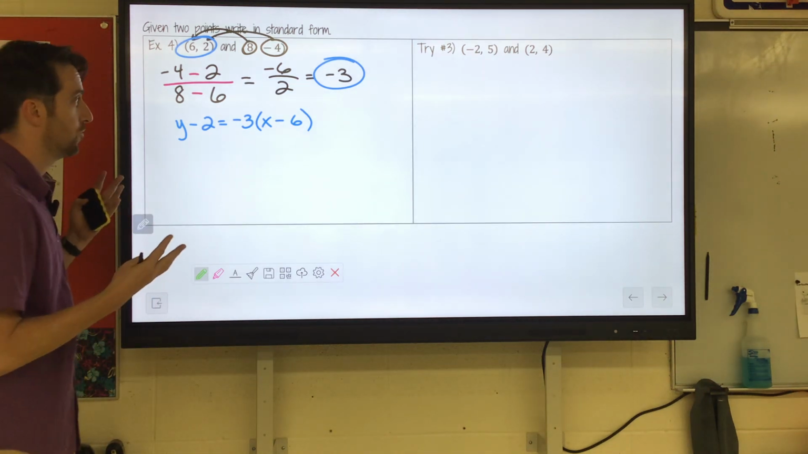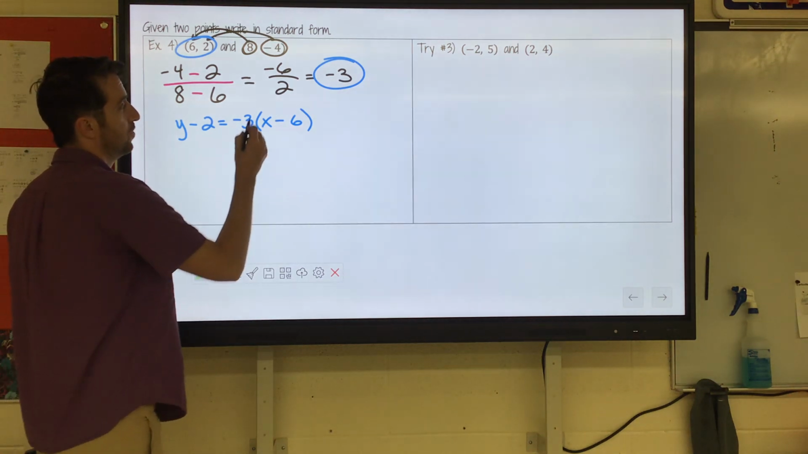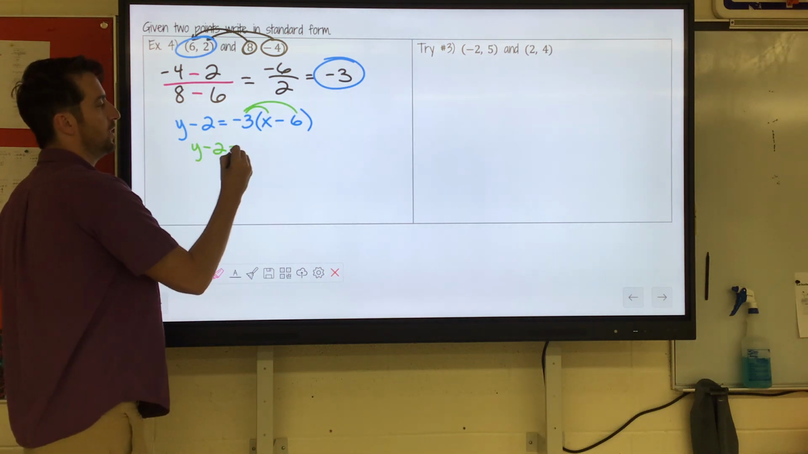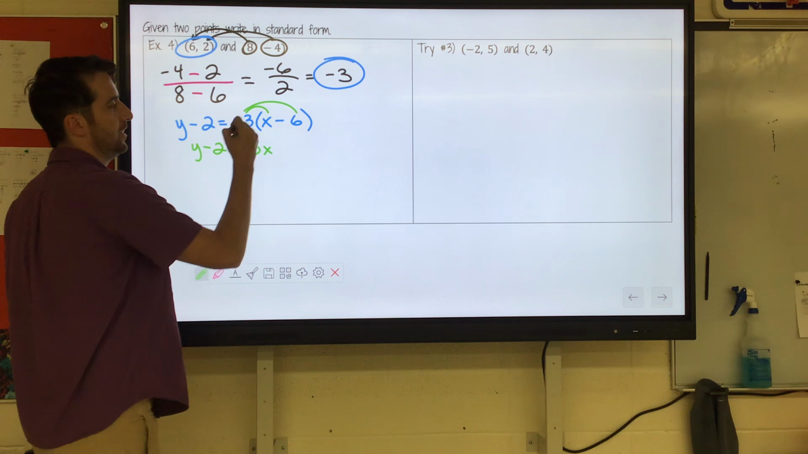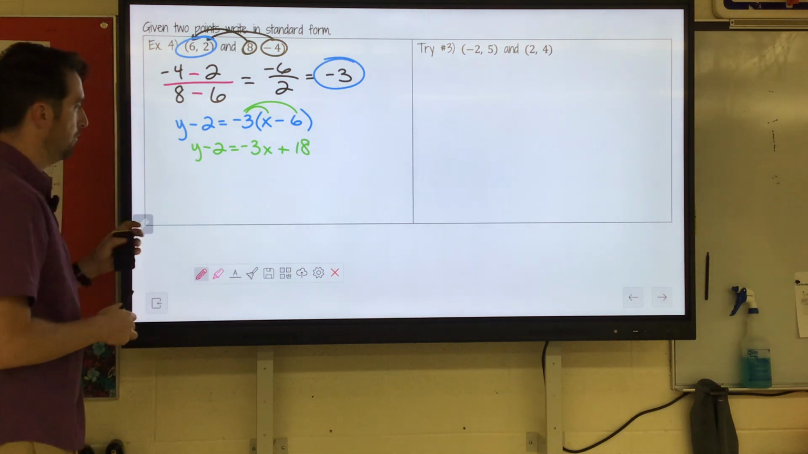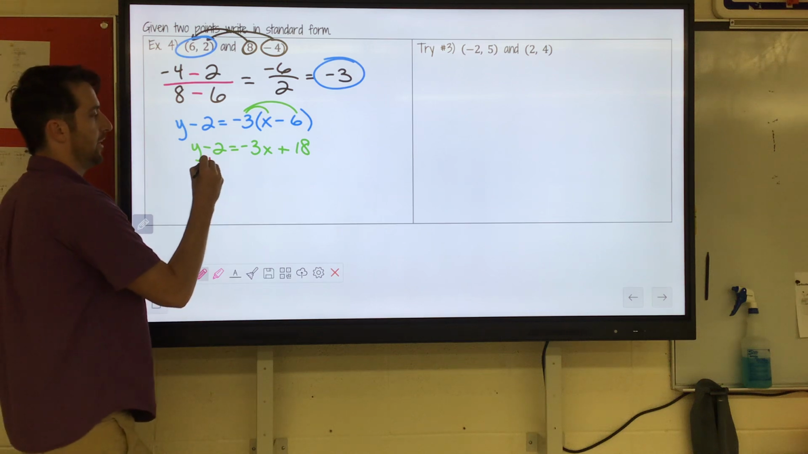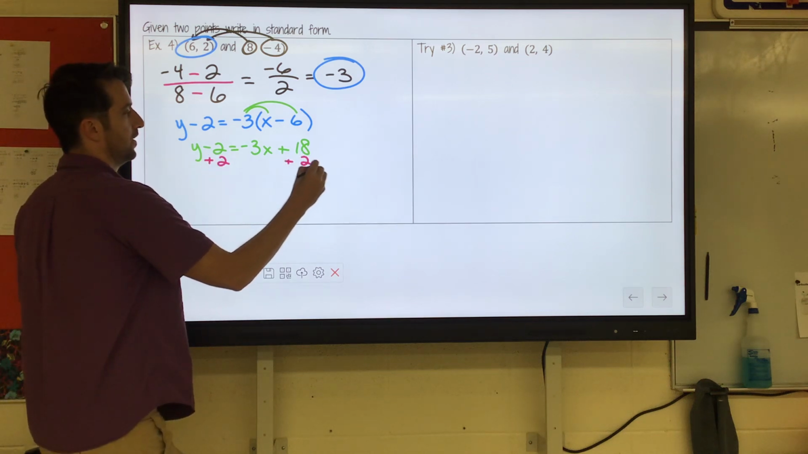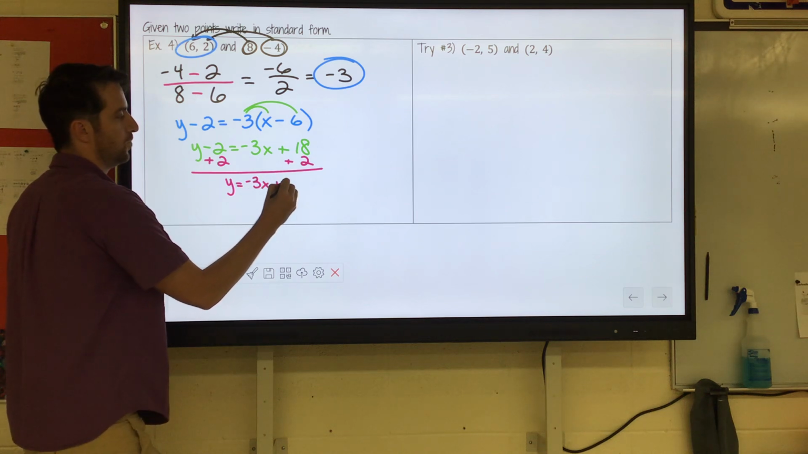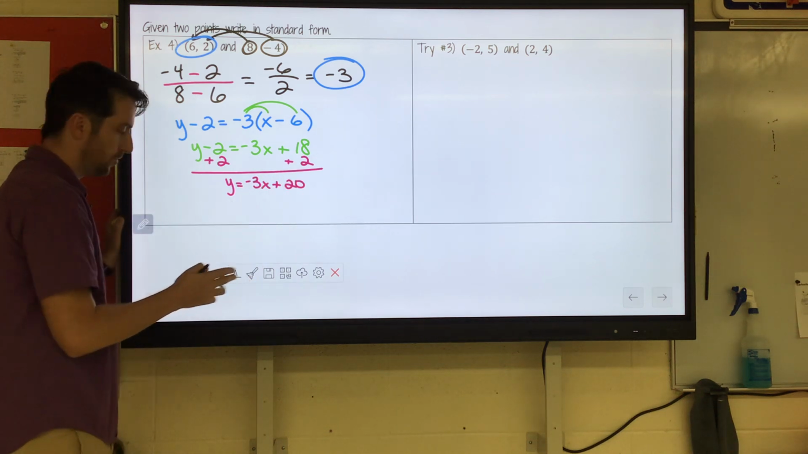We can transform it into slope-intercept form by distributing that slope. Y minus 2 equals negative 3x, and then negative 3 times negative 6 would be positive 18. We can get y by itself by adding 2 to the other side. Y equals negative 3x plus 20. There it is in slope-intercept form.